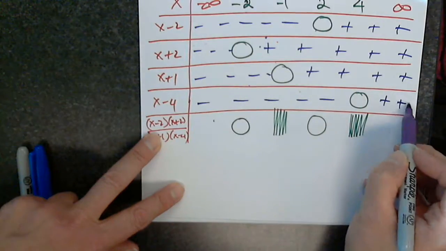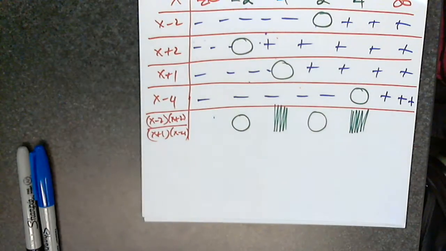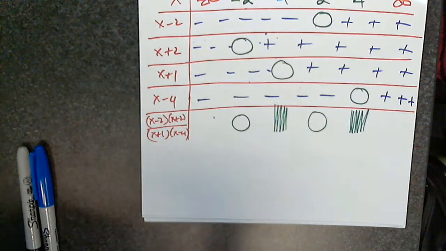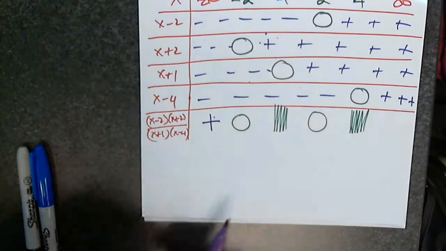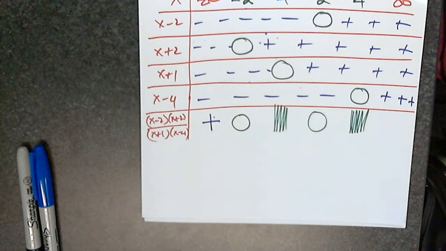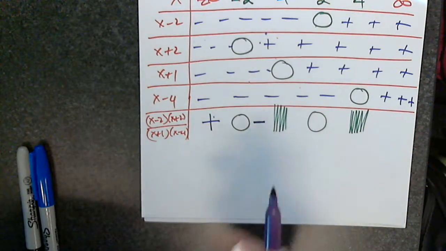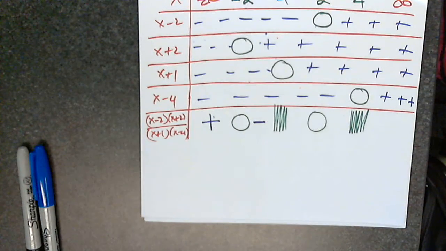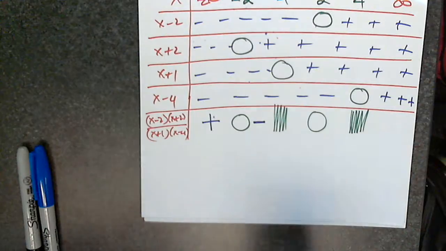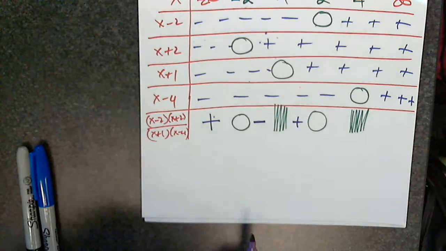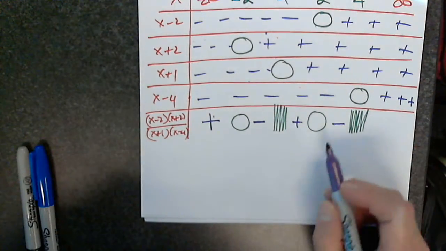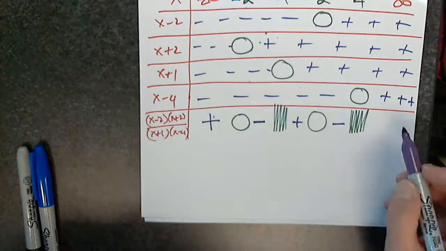And then I just count. I see 4 negatives on the first subinterval. The sign will be good. When I multiply or divide 4 negatives, I always get positive. In the next subinterval, I see 3 negatives. On the next subinterval, I see 2 negatives. In the next subinterval, I see 1 negative. And in the last one, no negatives, positive.